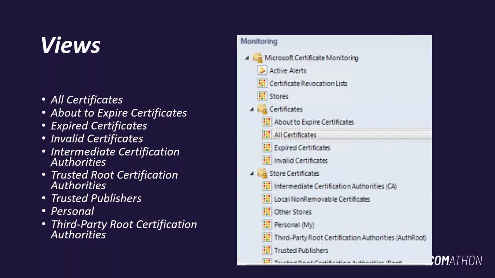So along with this MP, we are given a few views and a few groups. The snapshot shows the MP's active alerts, which are the MP-related alerts, in the active alert pane, and the certificate revocation list instance showing the certificate revocation list state view and the stores state view. For certificates, we are showing the about-to-expire certificates, expired certificates, and invalid certificates.